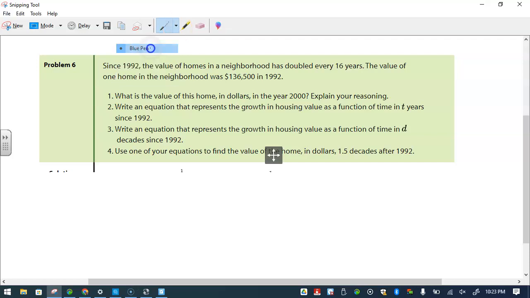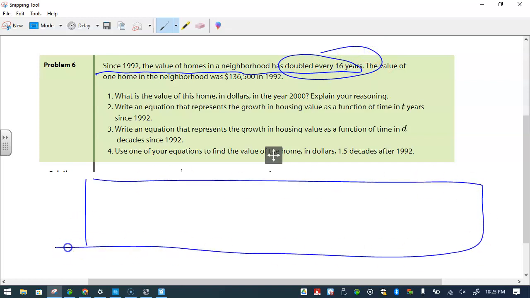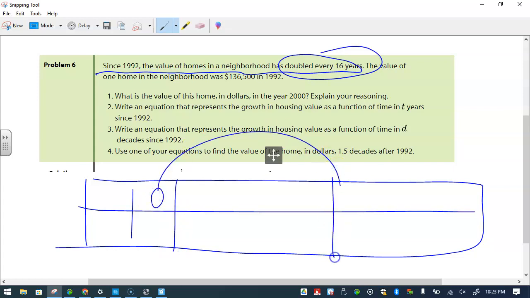Question number 6. I want you to try this. Since 1990, the value of a home in the neighborhood doubles every 16 years, right? So I would just do a table like this. That's 0. Somewhere here is 16. So every 16 years, the house was 136,500, and it doubles. So that's the double.